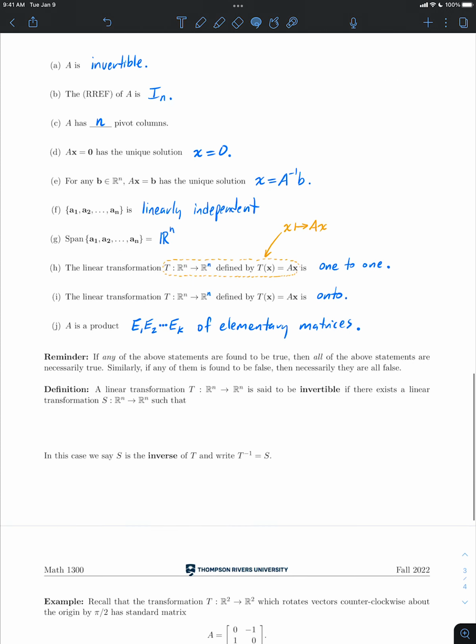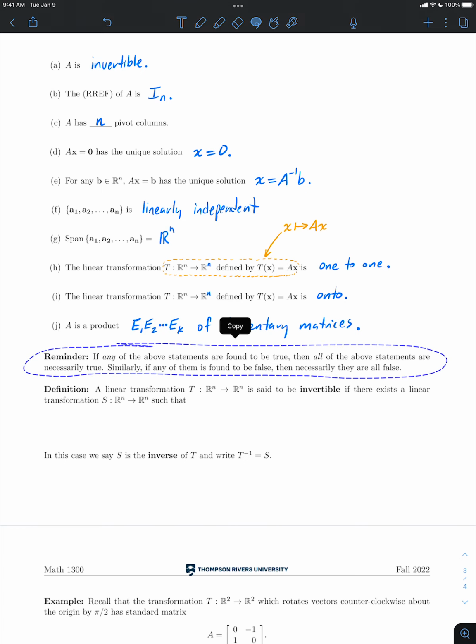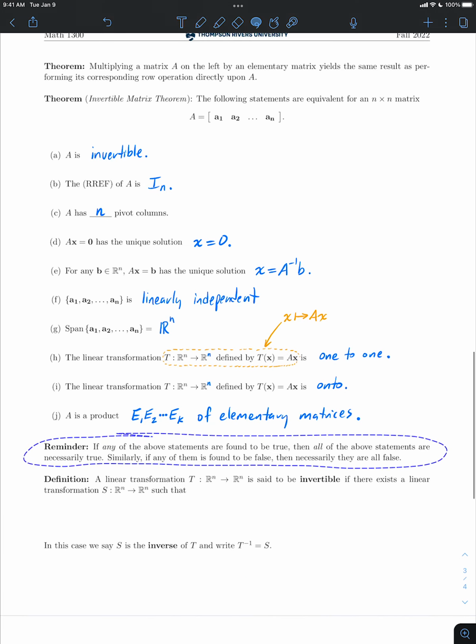Okay, so this reminder is just, I've already said this, but I can't say it enough times. This is hugely important. The power of a theorem like this is that if you want to check if any of these statements are true, you can check any of the other statements in the list instead. And same with checking that they're false. If one of these statements is true, they're all true. If one of these statements is false, they're all false.